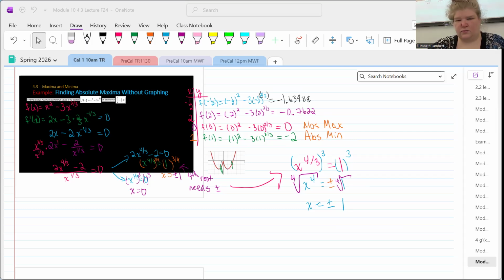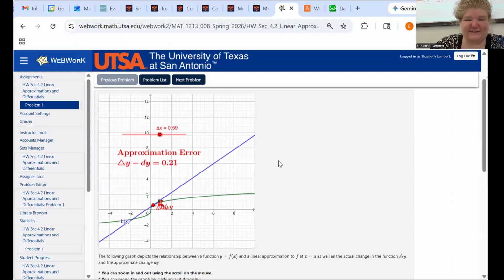All right. I want to take a moment and look at the homework for 4.2, what I didn't get to do lecture notes on. So I'm going to flip the share to WebWork because the first question is interactive and weird looking.